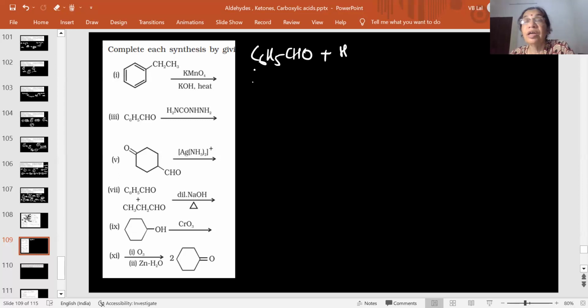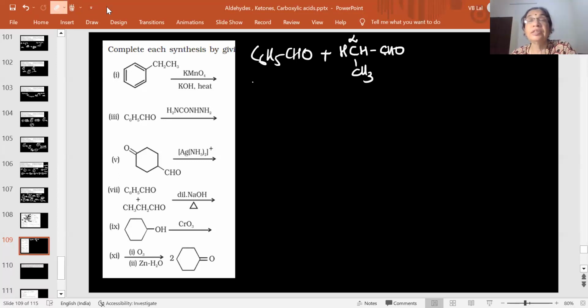Where is my alpha hydrogen? It is CHO and here CH3. Why did I take out this hydrogen? This is my alpha hydrogen. And this carbon is the functional group. So the carbon adjacent, this is alpha, right? So alpha hydrogen will react.